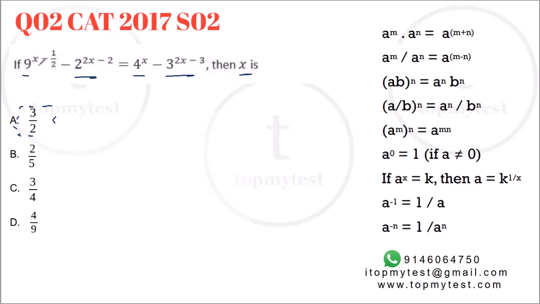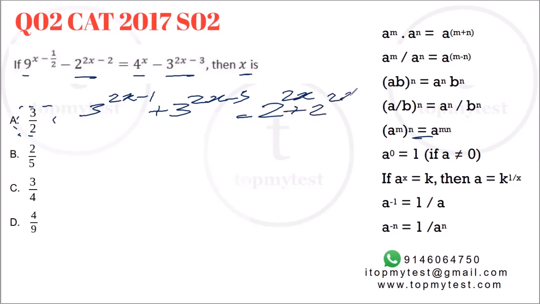Okay, if you take the powers of 3, 3 to the power 9 is 3 square. So applying this rule, you'll get 3 to the power 2x minus 1, and then this will come up over here, plus 3 to the power 2x minus 3 equals. On the right hand side, you will get this 4 is 2 to the power 2, so 2 to the power 2x, right? This will become plus 2 to the power 2x minus 2.